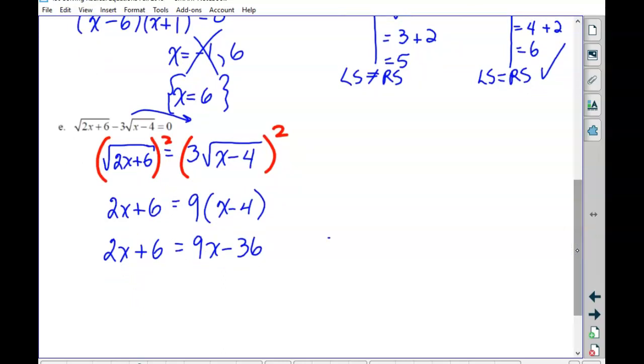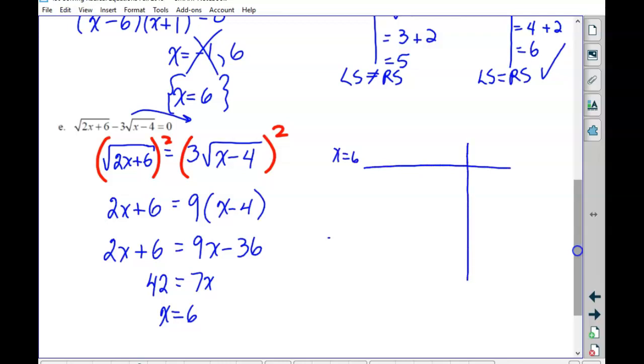So I'm going to bring the 2x over here, that's 7x. 36 over here is 42. So x equals 6. Okay, and then you want to check. Go back to the original in case you made a mistake.